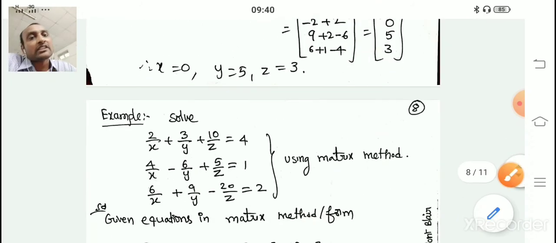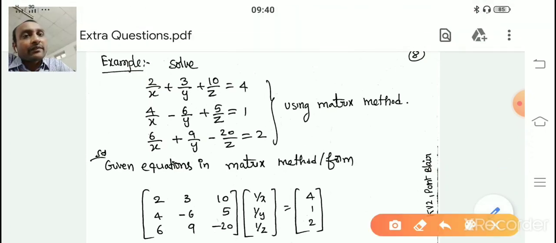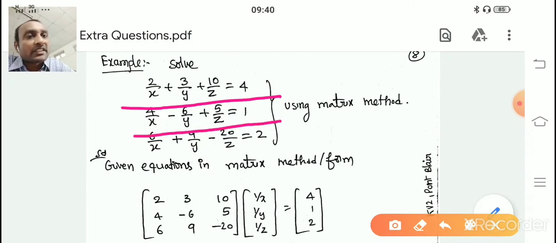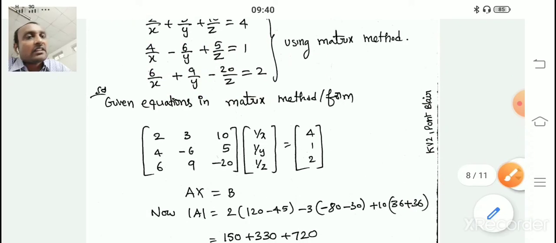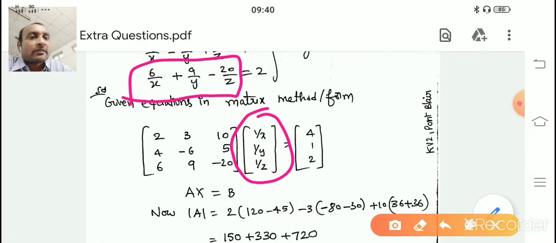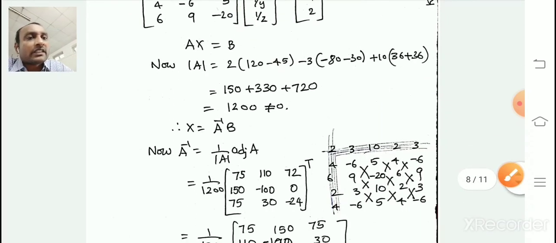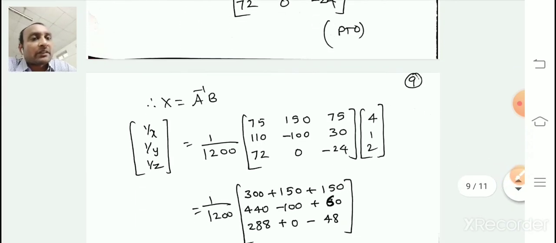Okay. Next question, solve 2 by x plus 3 by y plus 10 by z is equal to 4, 4 by x minus 6 by y plus 5 by z is equal to 1, 6 by x plus 9 by y minus 20 by z is equal to 2. How to solve this equation? See, write the same way, but instead of writing x, y, z, write 1 by x, 1 by y, 1 by z, because the variables are in the denominators. Same process, no process change. You will have to find out the values of 1 by x, 1 by y, 1 by z.